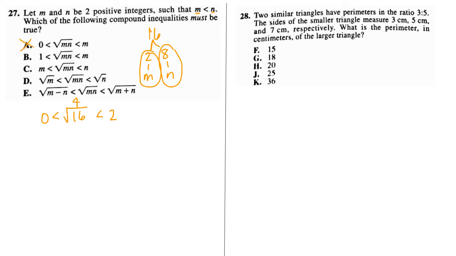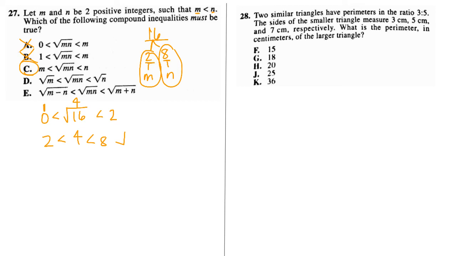So we know it's not this one. Well, b just changes this 0 to a 1. That's still not going to be true. And let's check out c. So m, which is 2, is less than 4 is less than n, and n is 8. That one's true, so there's my answer. And again, I didn't have to choose 16. I could have chosen any two numbers, but I chose 16 because I can take the square root of 16 and compare 8 and 2 very quickly.